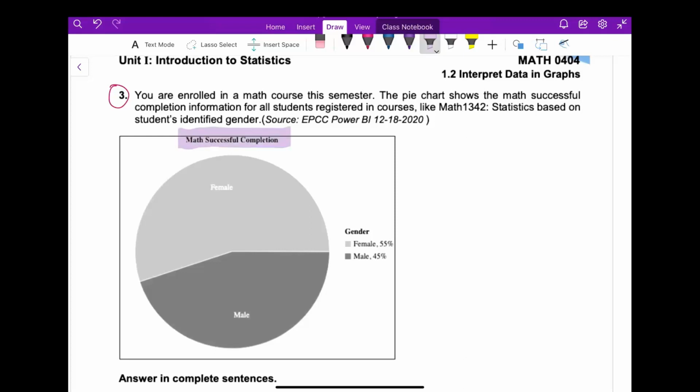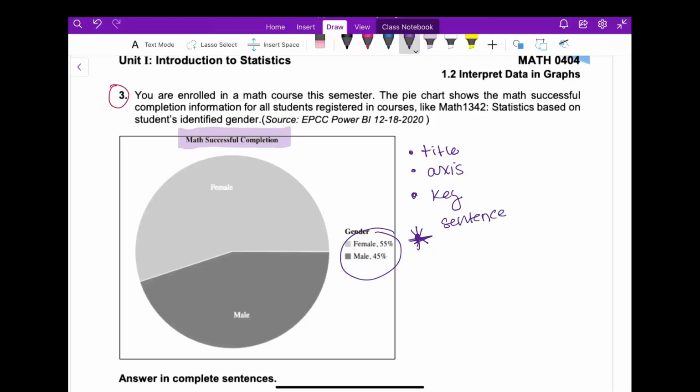The title. Title tells us everything. What is this graph going to be about? We look for axes. In this case, we don't have an axis, but what we do have is a key. The key is right here. It tells us what this graph is about. And the most important thing is I want you to create that sentence.